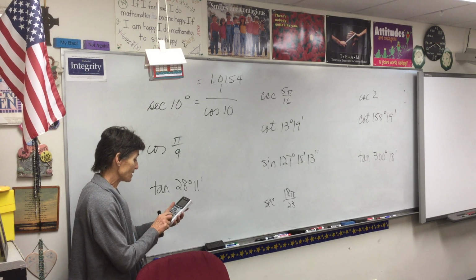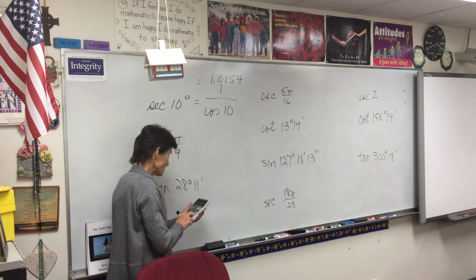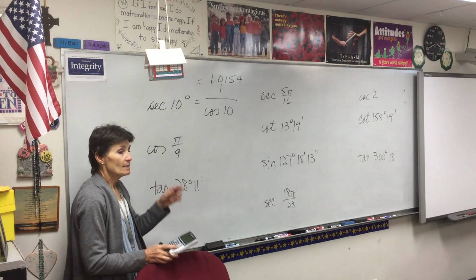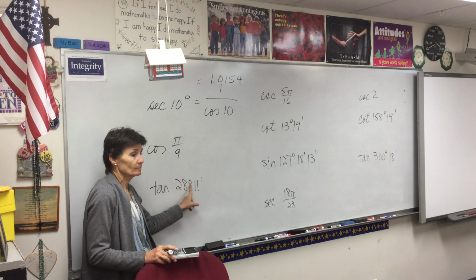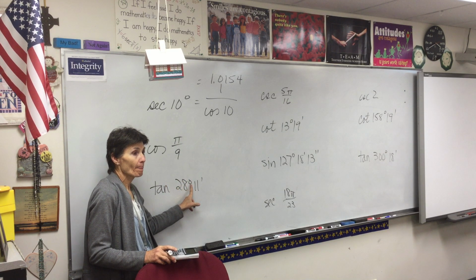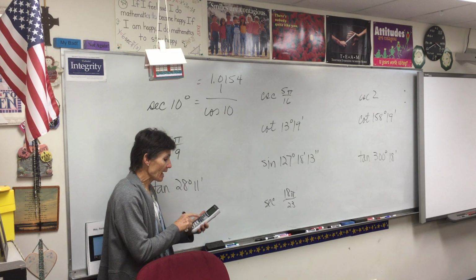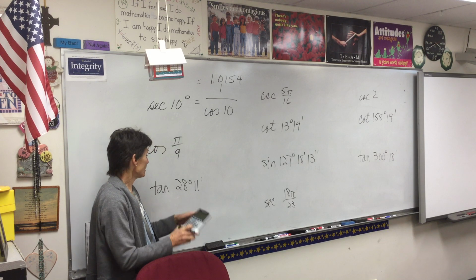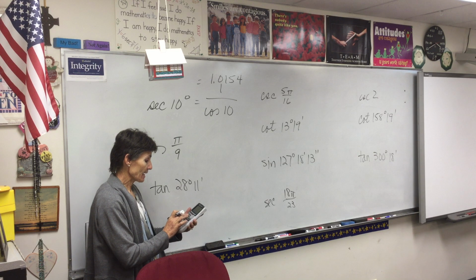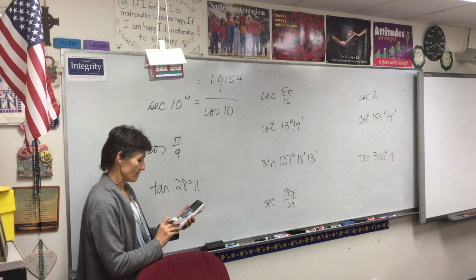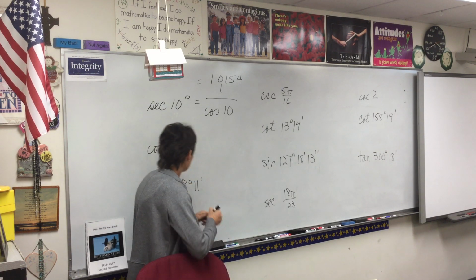So we're going to press tangent. We have that button, so we're going to press it. Then we're going to press 28. Now, who remembers from yesterday how to get this? David? Second apps, your angle menu. So second apps, and choose degree. Then we type 11, second apps, and choose minutes. If you got 0.5358, you did it right.